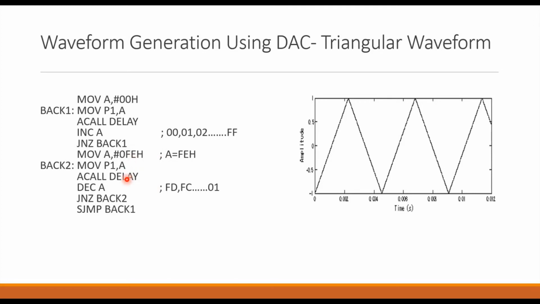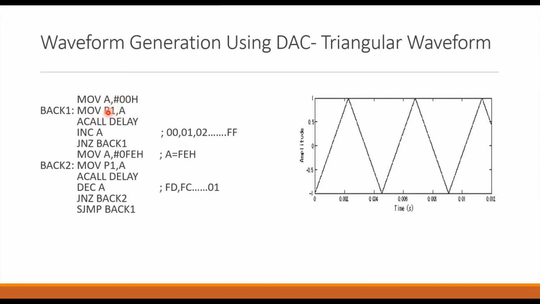The next program is waveform generation for a triangular wave. So see, what is the desired output? The desired output is that it has to increment up to FF and then decrement to 00. So there are two conditional checks. One, when it reaches FF, it has to start decrementing, and when it reaches 00, it has to start incrementing. That way the program is written.